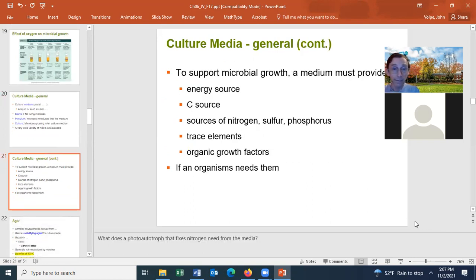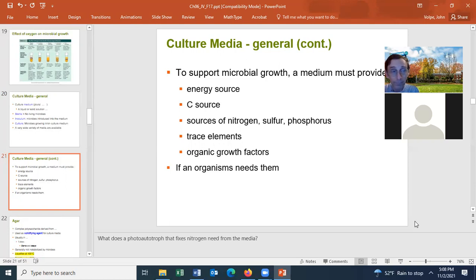The media is to support microbial growth. It must provide an energy source, a carbon source, sources of nitrogen, sulfur and phosphorus, as well as trace elements. And if the organism needs them, organic growth factors. Now, if the organism doesn't need a carbon source or a nitrogen source, you do not need to supply them.